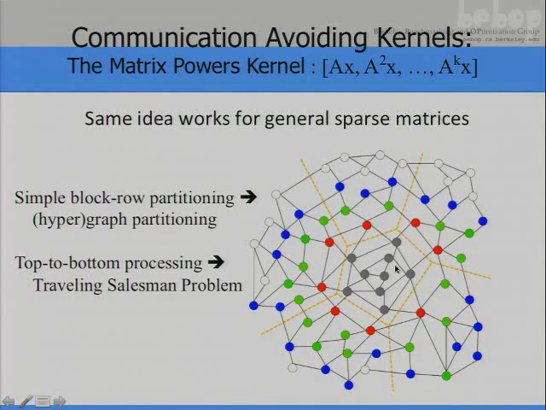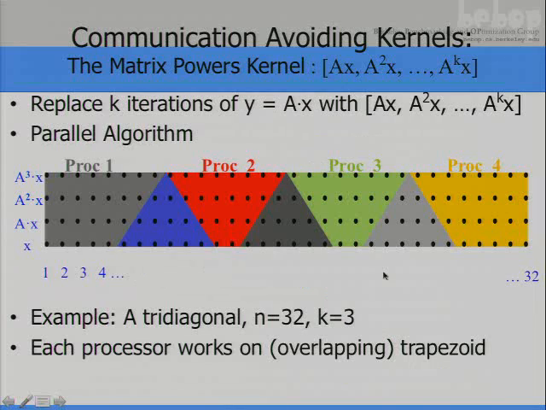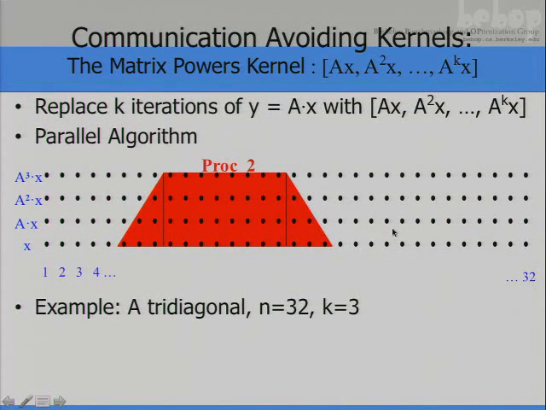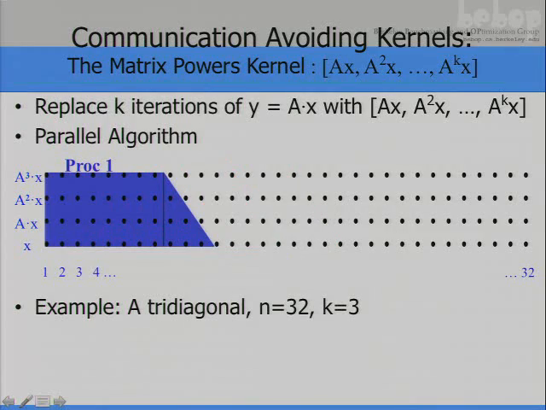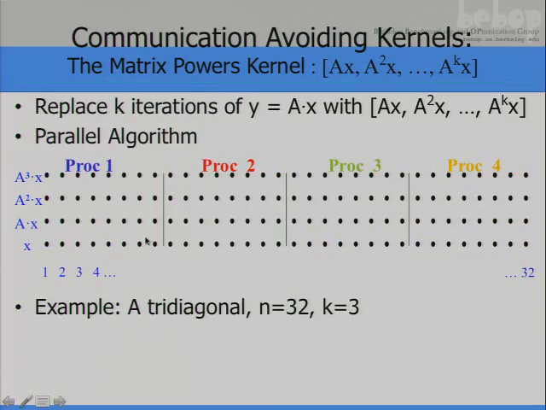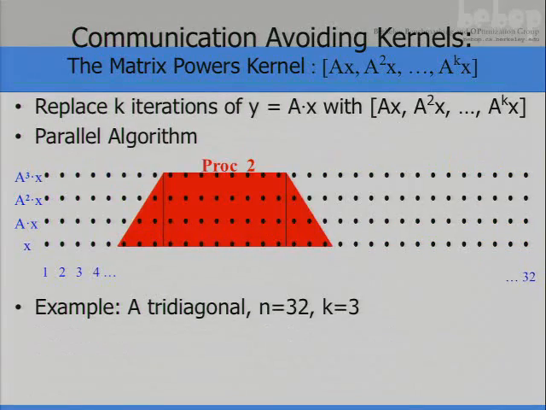So in the sequential case, let me just go back to the picture. Okay, I just did this from left to right. So if I have a general sparse matrix, there is no obvious left to right or top to bottom of the matrix anymore. So let me go back to this picture here.